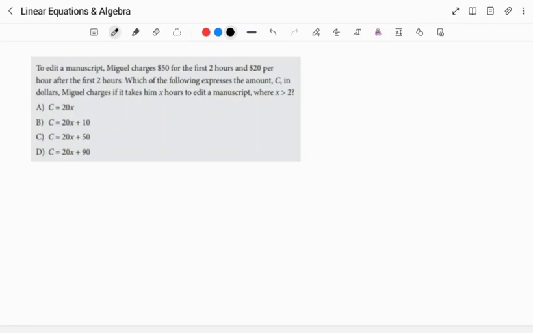So to edit a manuscript, Miguel charges $50 for the first 2 hours and $20 per hour after the first 2 hours. Which of the following expresses the amount C in dollars Miguel charges if it takes him X hours to edit a manuscript where X is greater than 2? So they're asking us to develop a linear relationship based on the restrictions and the variables they have already provided for us.